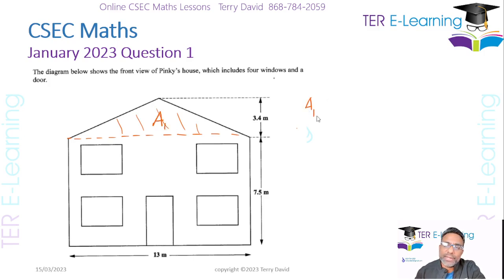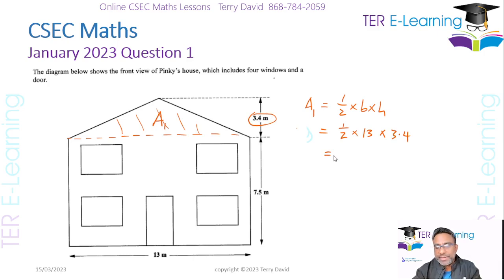So that area of the triangle here is going to be a half base by height. That's the area of a triangle. Now, in terms of the base, the base is 13, so it's going to be a half multiplied by 13 multiplied by the height of the triangle, which we're going to take as this figure here, 3.4. So that's 0.5 multiplied by 13 multiplied by 3.4, and that's going to give me 22.1 meters squared. So that's the area of the triangle on top.